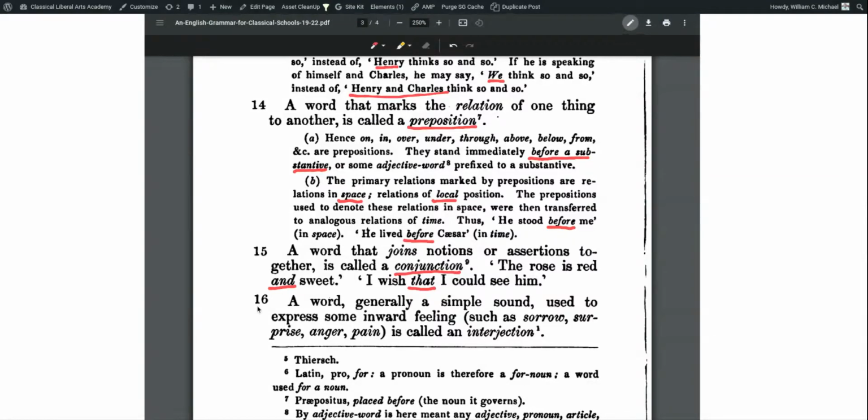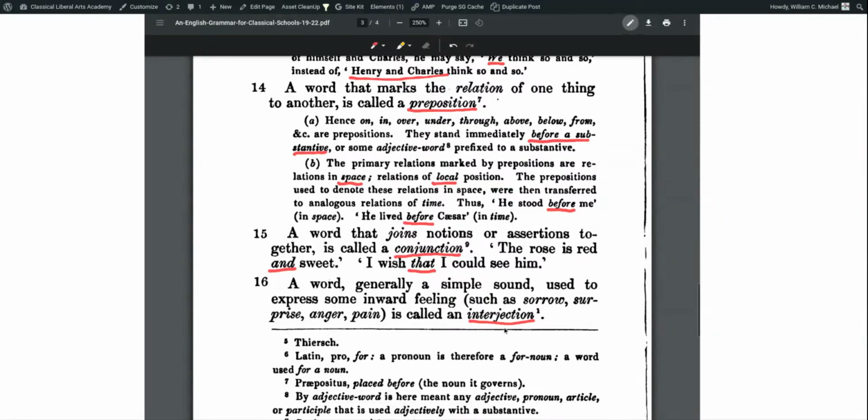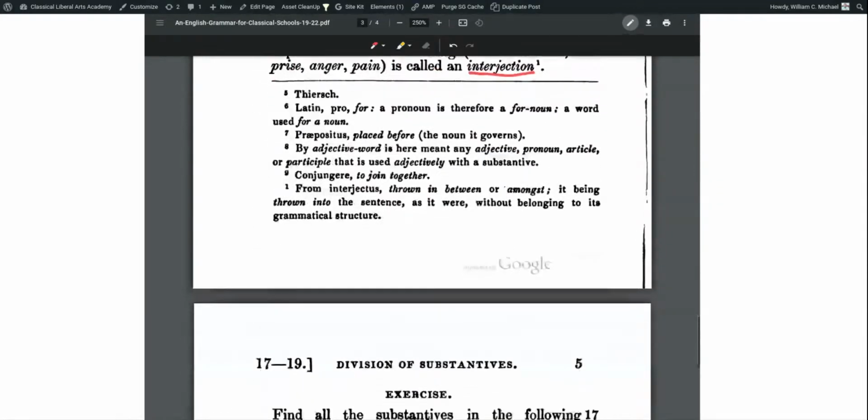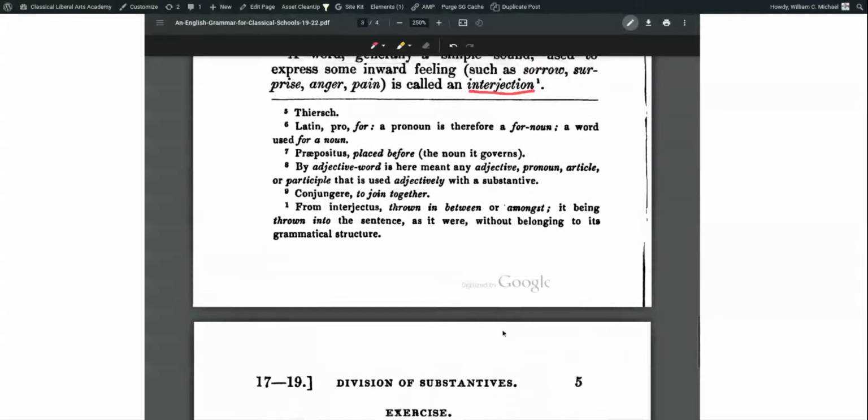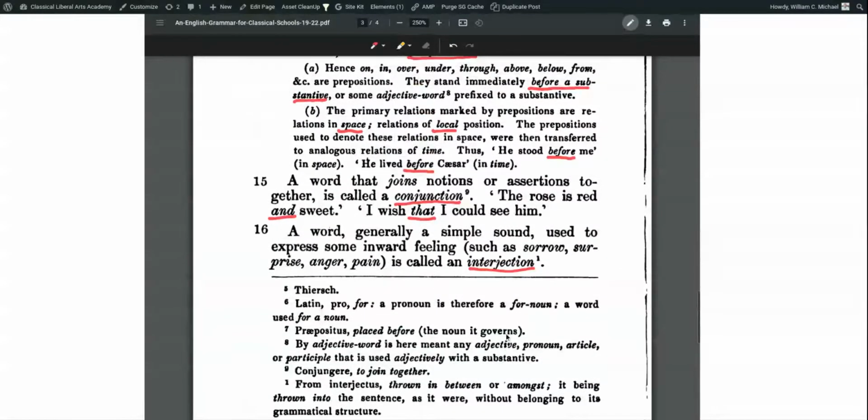Next, rule number 16. A word, generally a simple sound, used to express some inward feeling, is called an interjection. Interjection is the next part of speech, a word used to express some feeling. Let's see if they give us some examples. Nope, we're on to the exercises. So an interjection is a word that expresses feeling.